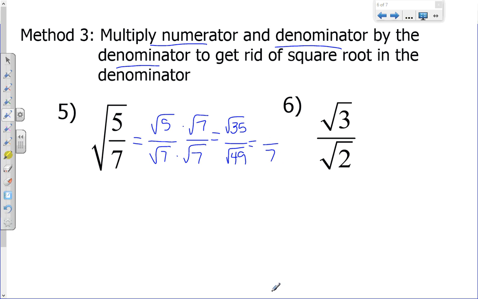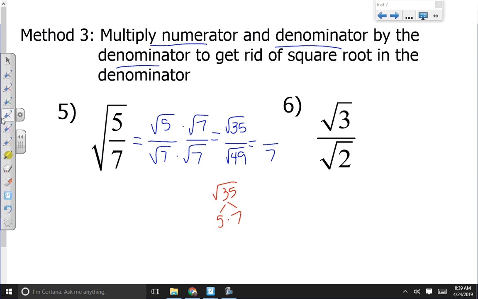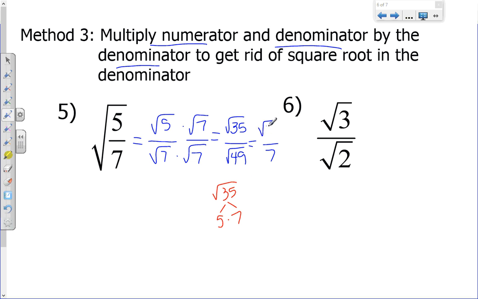So now this looks like one of those problems in method number 1. I need to take the square root of 35. I need to check and see, does it break down? When I look at square root of 35, it breaks down into just 5 times 7, 2 prime numbers. So I know that that's not going to simplify. So my final answer is square root of 35 over 7.